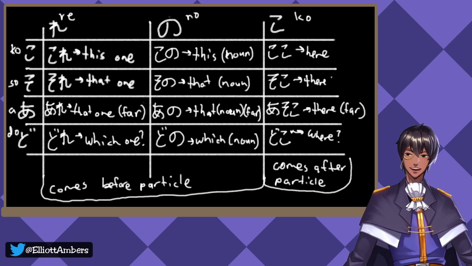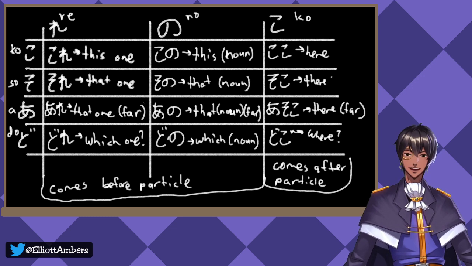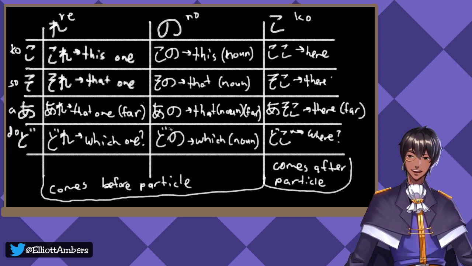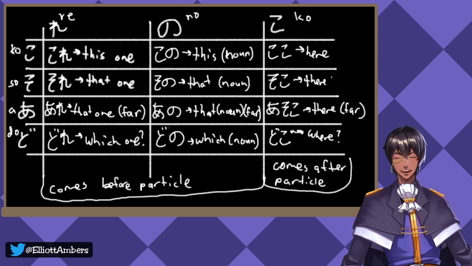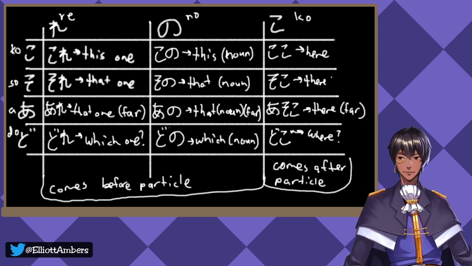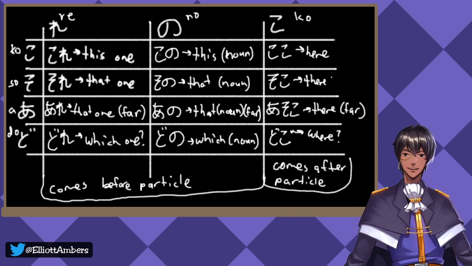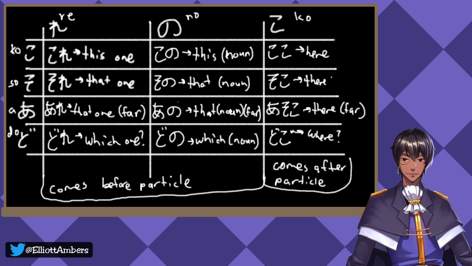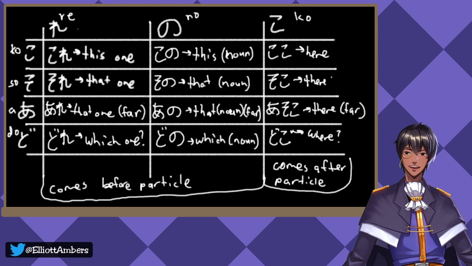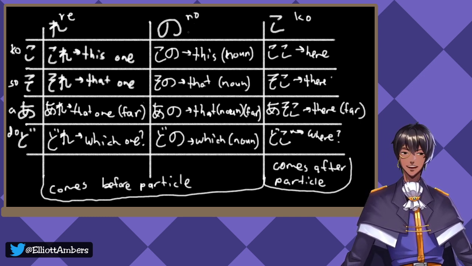Similarly, the no words, kono, sono, ano, dono, are used with specific nouns. If we wanted to talk about an item specifically like a pen, we would say kono pen. If we wanted to talk about a pencil, we would say kono enpitsu. We would be saying this pencil as opposed to just this, or this one. So re is more general, and no we use with a noun to make it more specific.